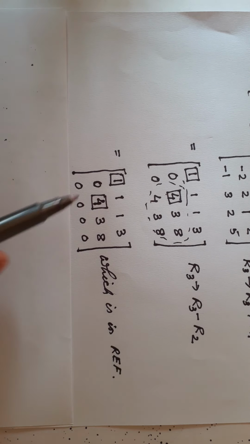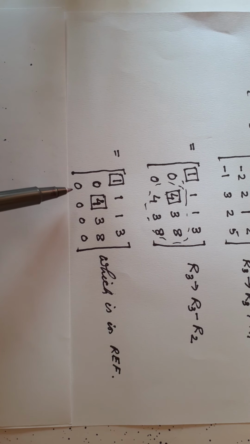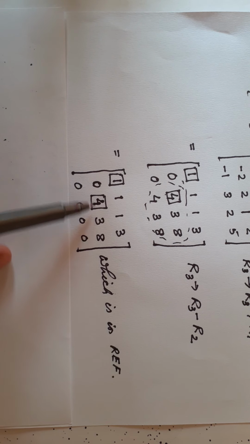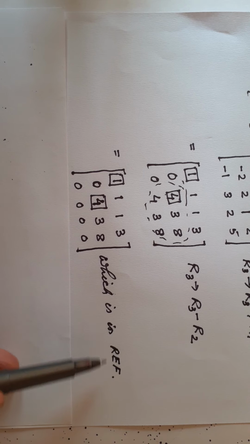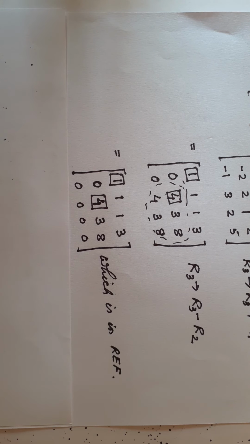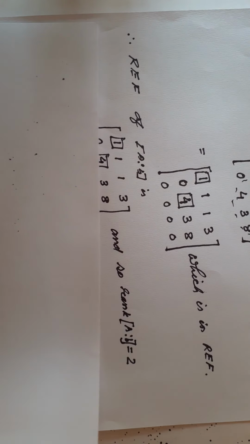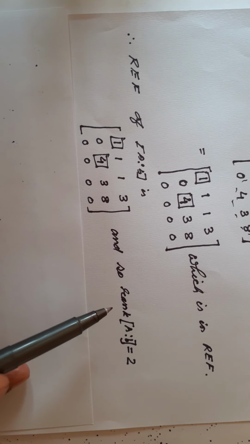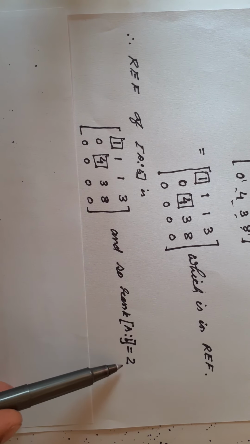this one. Now look into it. The first pivot is this, the second pivot is this, and the third row is a 0 row. Now every non-zero row has its pivot. It means this is in row echelon form. Now we note down the row echelon form of the augmented matrix. The number of non-zero rows here is 2, so rank of AB is 2.